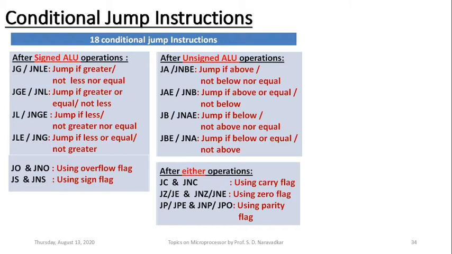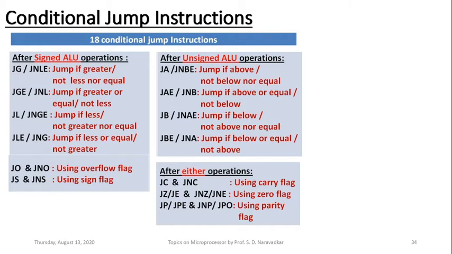And then the next 2 instructions will be based on the parity flag setting after comparison or after subtraction. So 2 instructions here, jump if parity JP, having the alternate mnemonic jump if parity even, JPE. If the parity flag is set to 1, then that jump will take place. And the last instruction here, jump if not parity: if the parity flag is reset, then that jump will take place. The alternate mnemonic is jump if parity odd, JPO.